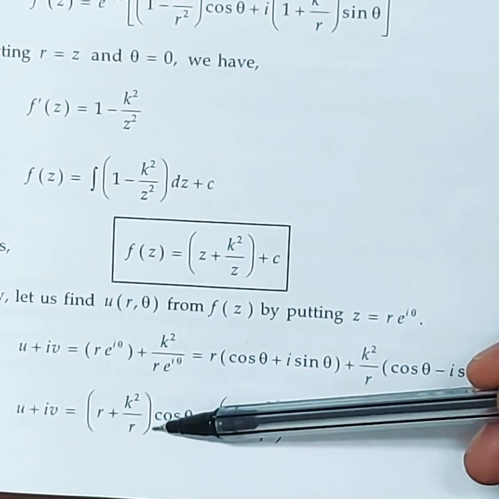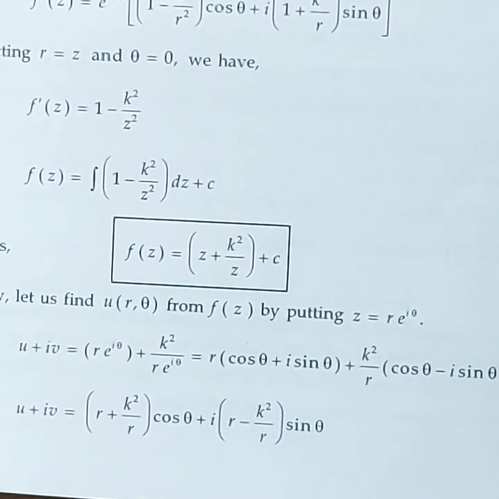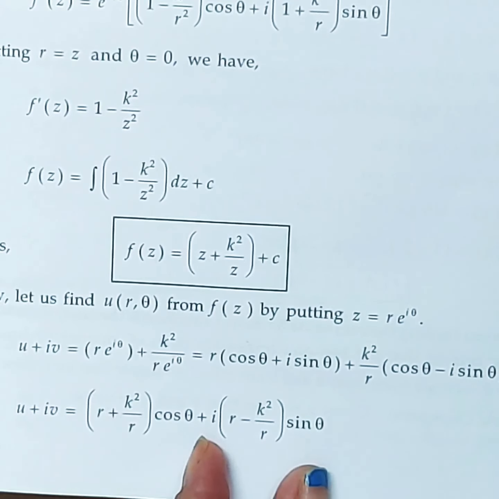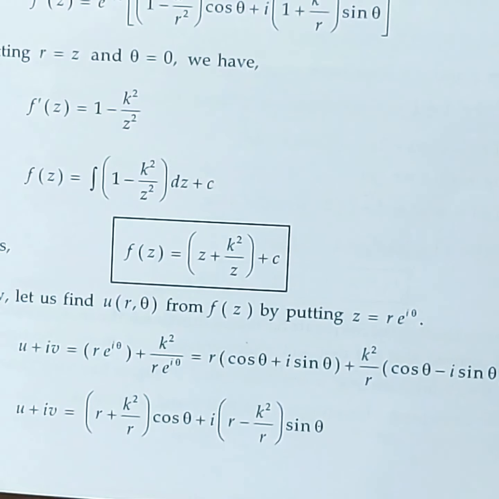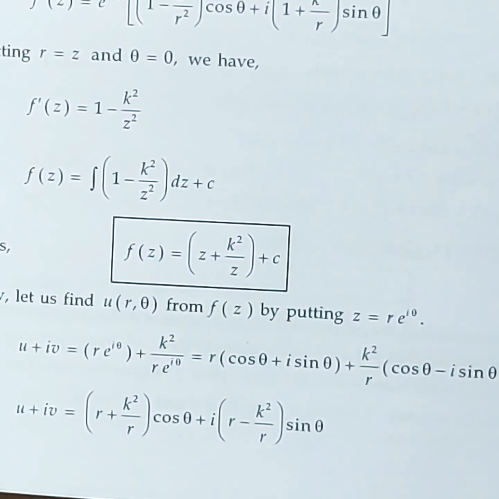So what is u? u is nothing but (r plus k square by r) cos theta. That is the real part. You can write this down as the answer. So this is nothing but u plus iv, and this is your question, and this is what they have asked: find the real part. Normally in all the problems they will ask to find the analytic function. We'll stop with this.